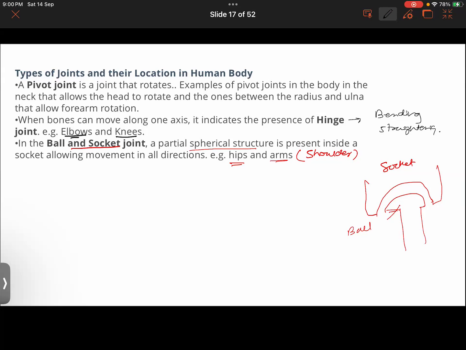Yes, sir. Okay. What do you guys mean by this ball and socket joint? Explain this. What did you understand from this? The ball and socket joint, what have we learned in this case?